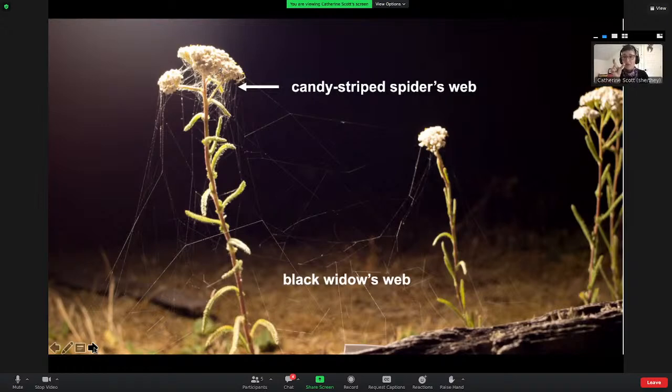And so this candy striped spider has actually integrated its web into the edge, or the periphery, of the black widow's web with signal lines, so that whenever prey start moving around on the black widow's web, that vibration gets transmitted up to the candy stripe spider, and it can rush down and pick off small prey items from the black widow's web.